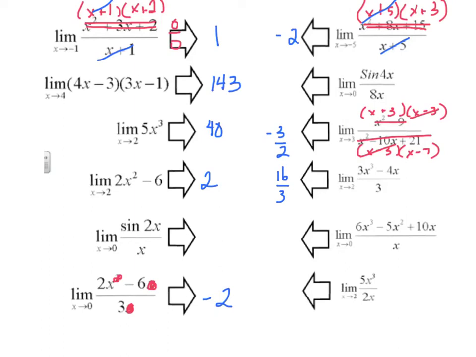This next one down, if I plug in 0, I'm going to get 0 on the top and 0 on the bottom. So think about factoring an x out of every single term. So I make this x squared, this just x, and this just 10. Cancel with this x on the bottom. Plug in 0 again, and I'm just going to get 10. Last one on the bottom here, I plug in 2, I get 5 times 8 over 2 times 2, so 40 over 4 is 10.